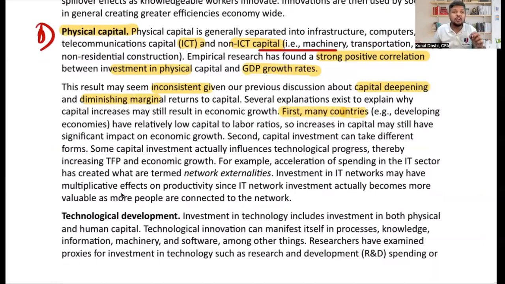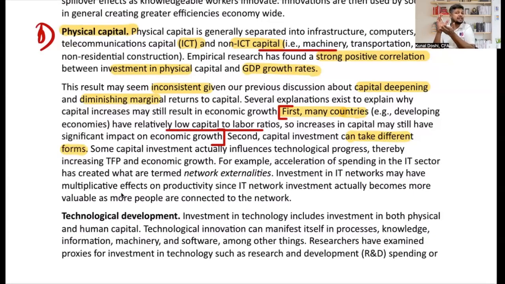Why? They are giving several explanations. Number one, not all countries have a very high capital to labor ratio. Many countries are still below that level, with a relatively low capital to labor ratio. So increasing capital will definitely lead to more economic growth. If you exclude the Western countries and the US, you will see not all countries have sufficient capital per labor.